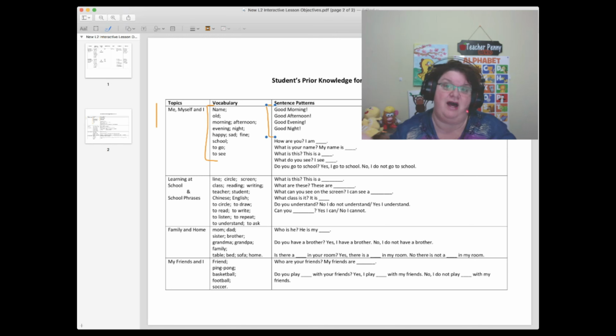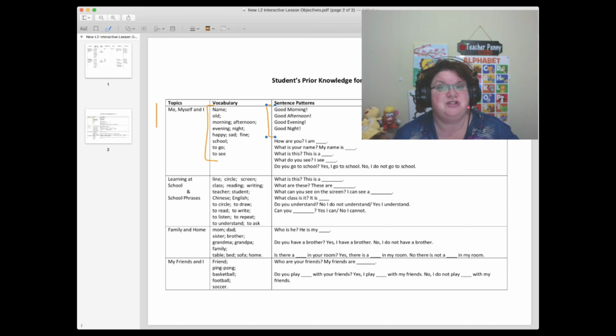I am fine, I am happy, I am sad. That's what they've learned in Unit 1. They also learned the question and answer: What is this? This is a... This morning I taught a student at this point, and we were learning that these are letters, these are numbers, and the difference between letters and numbers.